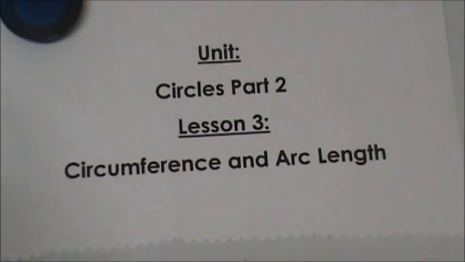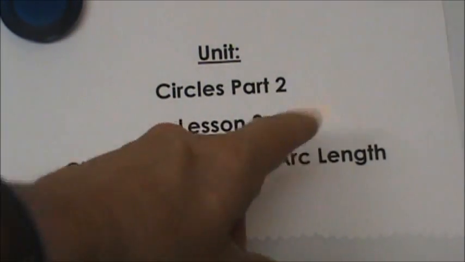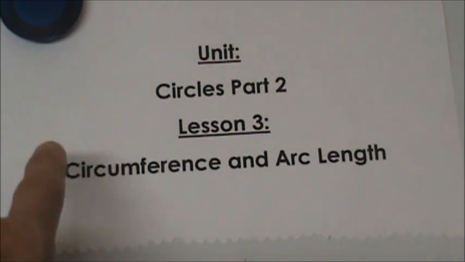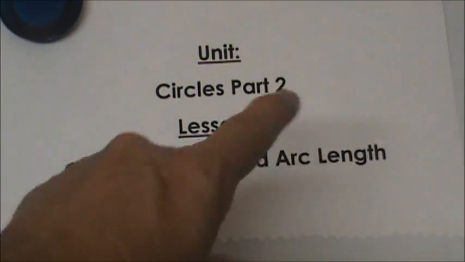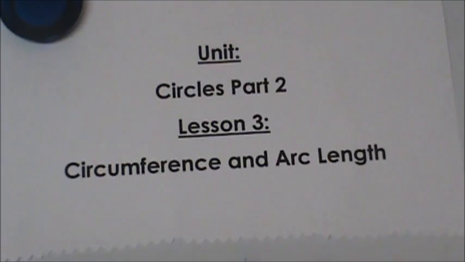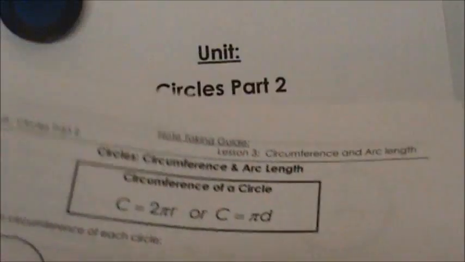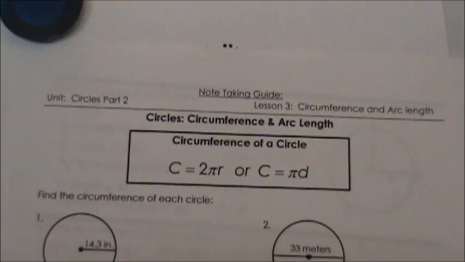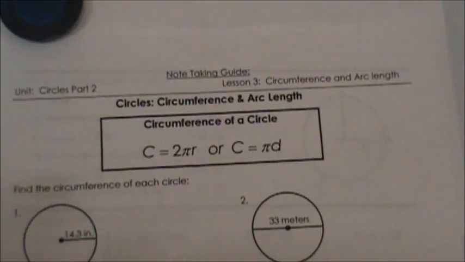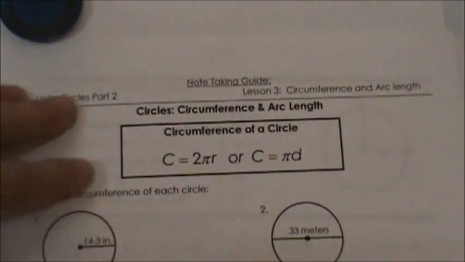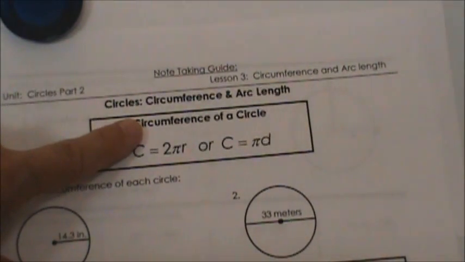Hey, welcome back. We are doing Circles Part 2, that unit, and we're doing the third lesson, Circumference and Arc Length. Okay, so we're in the middle of circles. Let's see what you guys can do with circles. We just finished up all these chords and things, so we're shifting gears in this lesson, and we're going to look at circumference and arc length.